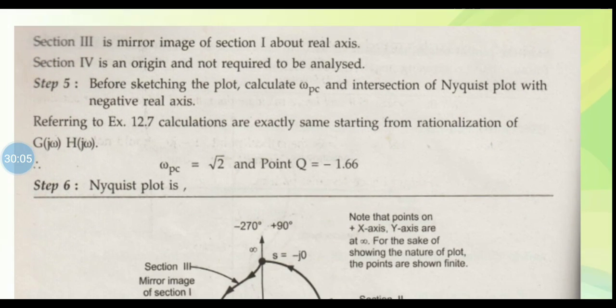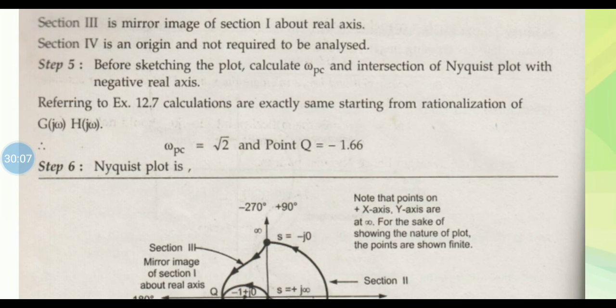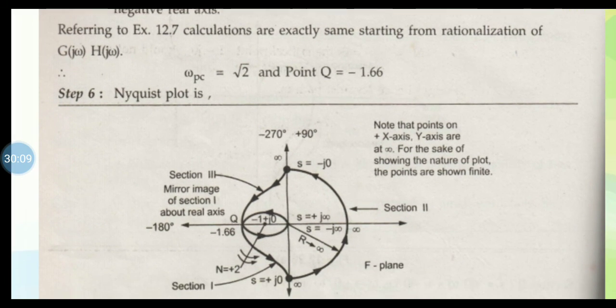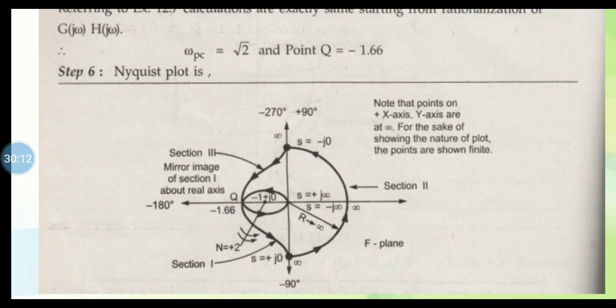Section 3 is the mirror image of section 1 about the real axis. So whatever we have drawn for section 1, where is that section 1? This is section 2, this is section 1. Now you can see the Nyquist path, this is your Nyquist plot.